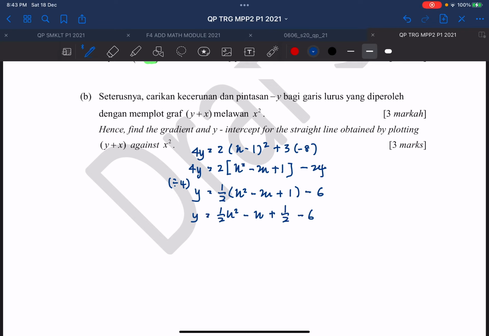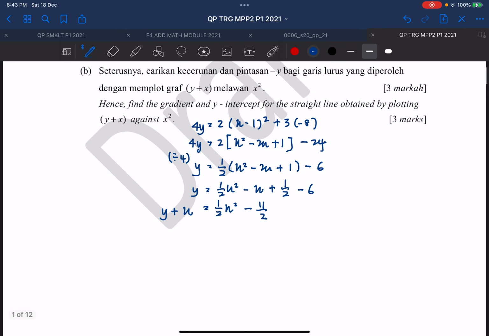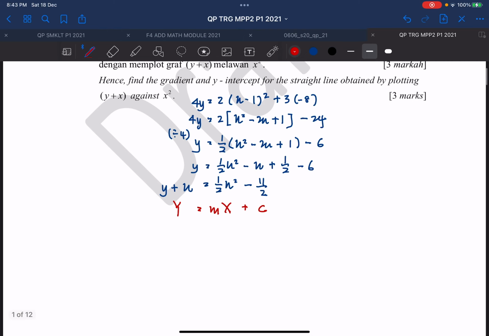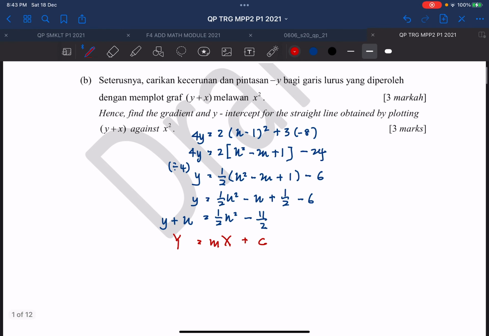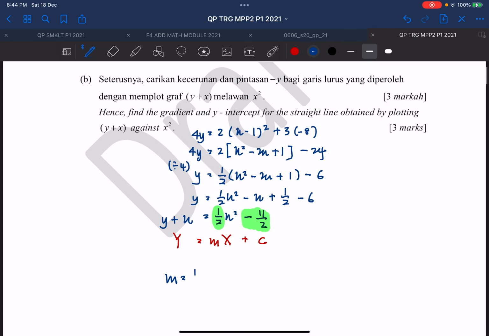So I move the -x to the left hand side. I will get y plus x. And 1 over 2 x squared remains as the right hand side. And 1 over 2 minus 6, I'll get -11 over 2. So this is the form which is capital Y equals m gradient, capital X, plus c constant. So you want us to find the gradient and the y-intercept. So the gradient will be 1 over 2, and the y-intercept will be -11 over 2.